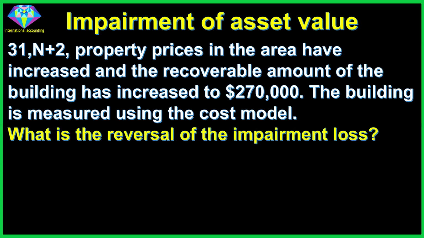At December 31, N+2, property prices in the area have increased and the recoverable amount of the building has increased to $270,000. The building is measured using the cost model. What is the reversal of the impairment loss?